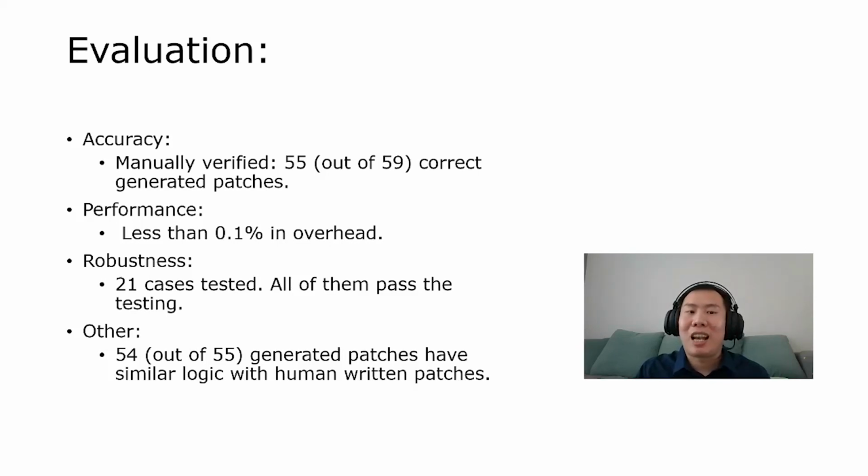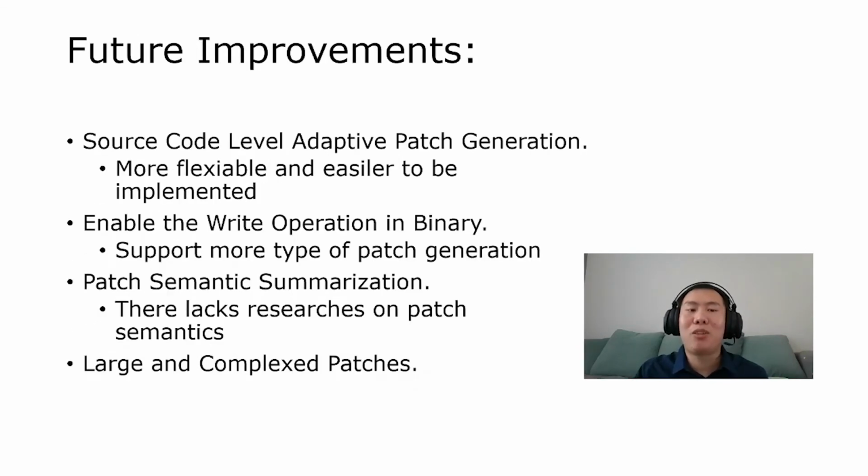And the last slide shows the future works and improvements. As we did this work, we found that there are many other places that are worth researching. First, we would like to generate adaptive patches directly at the source code level. By doing this, we can support more types of patches and fix more vulnerabilities. And second, if we still work on binary level, we want to enable the write operations in the hot patch. It can be dangerous, but it is also very helpful to fix more vulnerabilities.